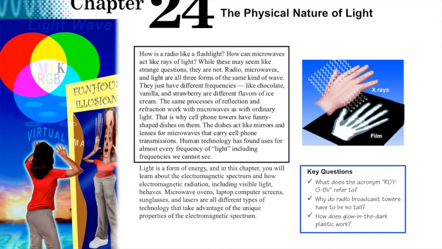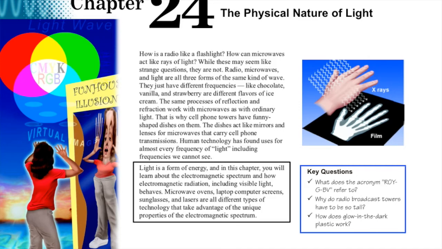They just have different frequencies, like chocolate, vanilla, and strawberry are different flavors of ice cream. The same processes of reflection and refraction work with microwaves as with ordinary light. That is why cell phone towers have funny shaped dishes on them. The dishes act like mirrors and lenses for microwaves that carry cell phone transmissions. Human technology has found uses for almost every frequency of light, including frequencies we cannot see.